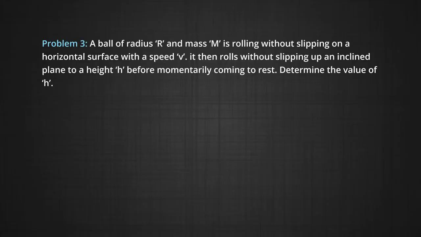A ball of radius r and mass m is rolling without slipping on a horizontal surface with a speed v. It then rolls without slipping up an inclined plane to a height h before momentarily coming to rest. Determine the value of the height h.